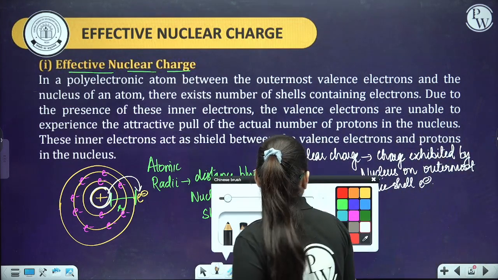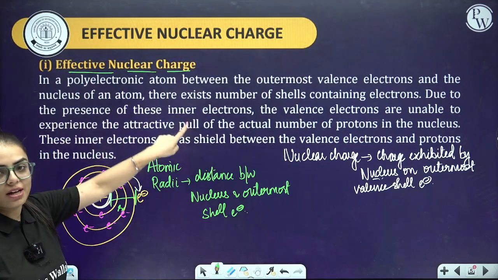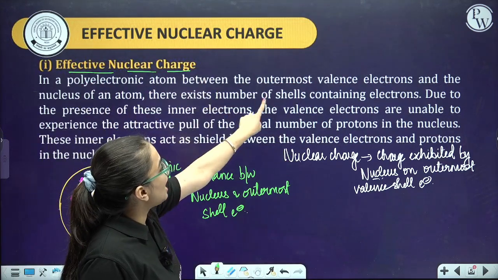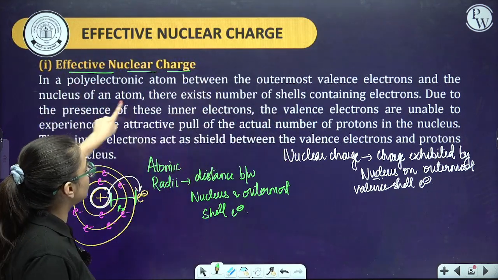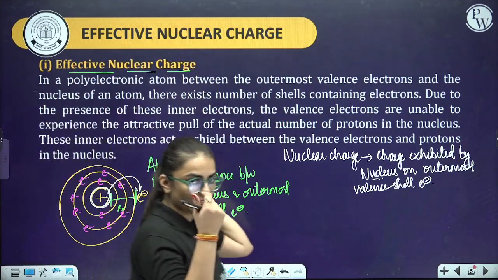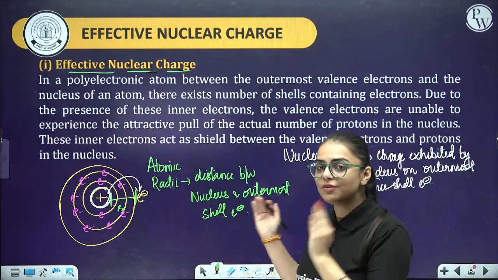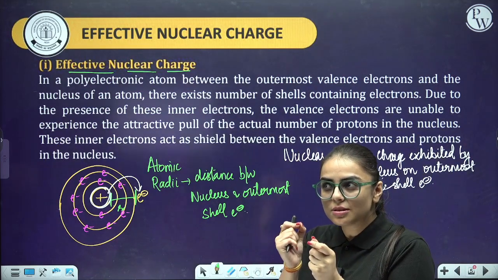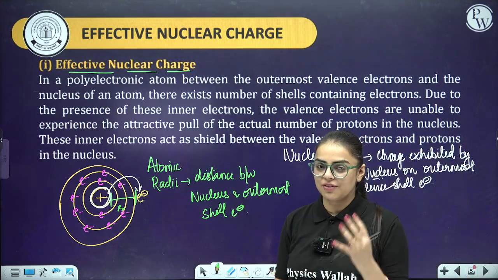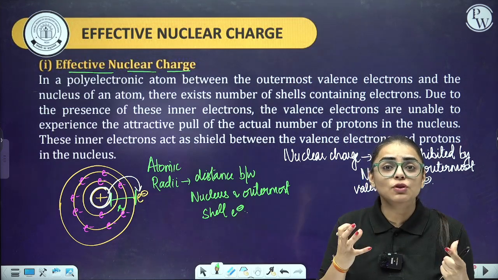Let us understand this one by one. What is written over here? Effective nuclear charge in a polyelectronic atom, where there are many electrons: between the outermost valence electrons and the nucleus of an atom, there exists a number of shells containing electrons. Sorry, I told you nuclear charge. The term effective nuclear charge is almost the same, but there is a very slight difference between nuclear charge and effective nuclear charge. Though I was again and again saying effective nuclear charge, that is nuclear charge, the charge exhibited by the nucleus on the electrons. What is effective nuclear charge, students?